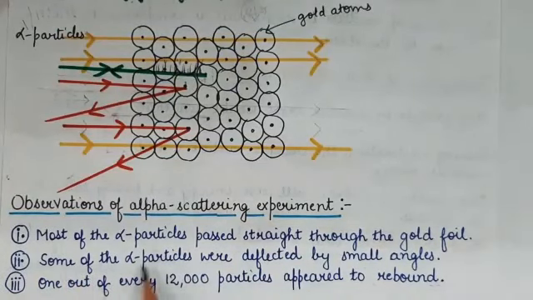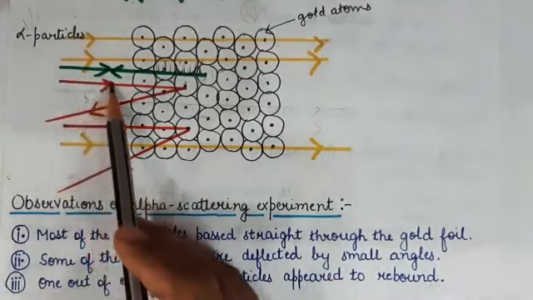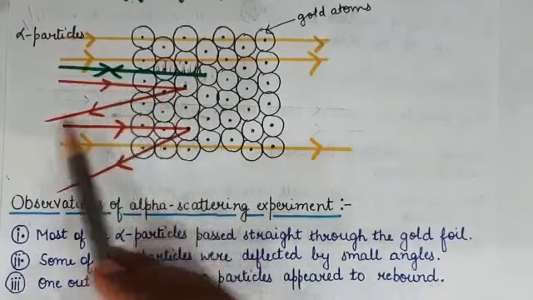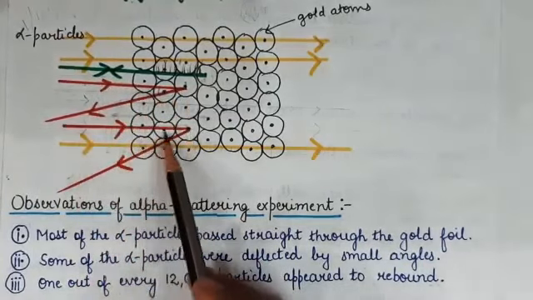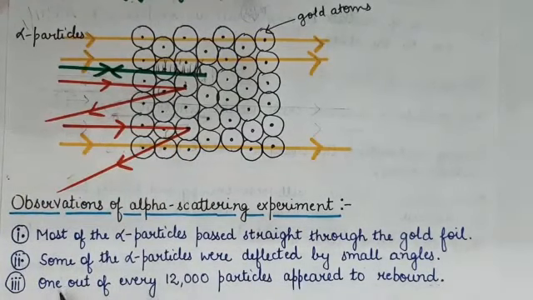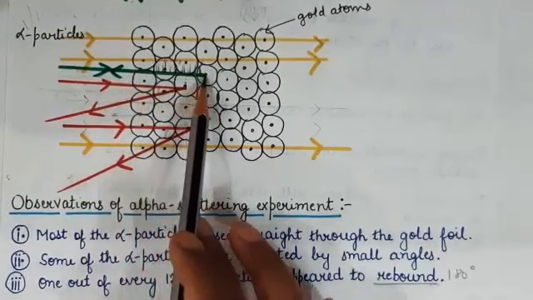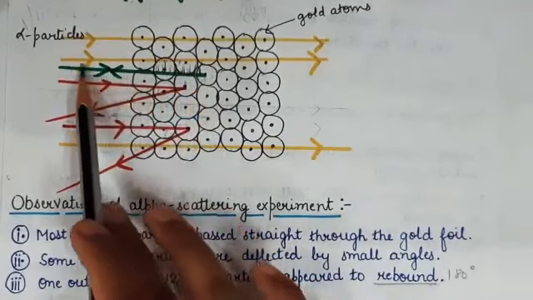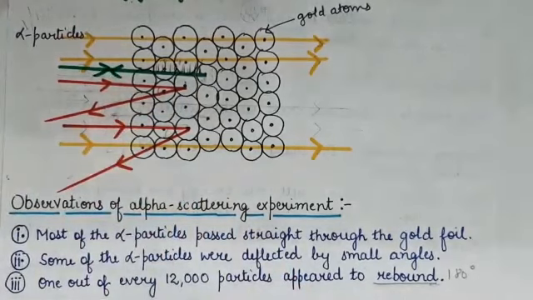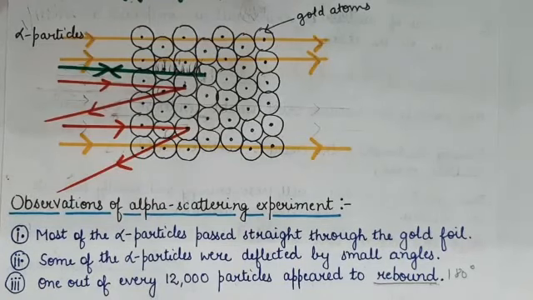Second observation, some of the alpha particles were deflected by small angles. That I have represented by the red line. They were deflected by small angles. And the last, 1 out of every 12,000 particles appeared to rebound. Rebound means making an angle of 180 degrees, means the same path which was followed was taken to come back. So the angle is 180 degrees. So these were the observations of the alpha scattering experiment.